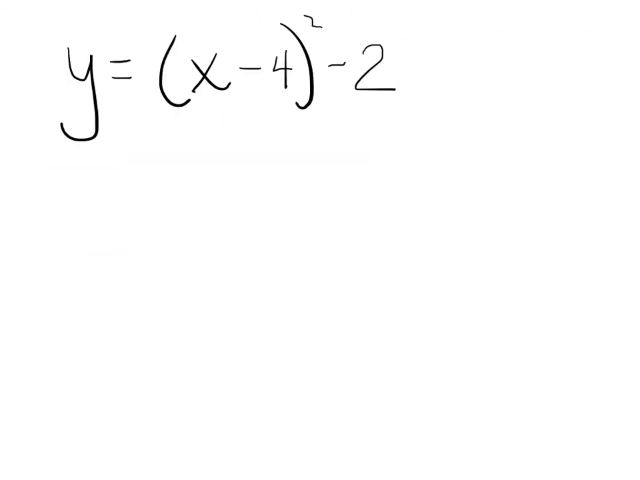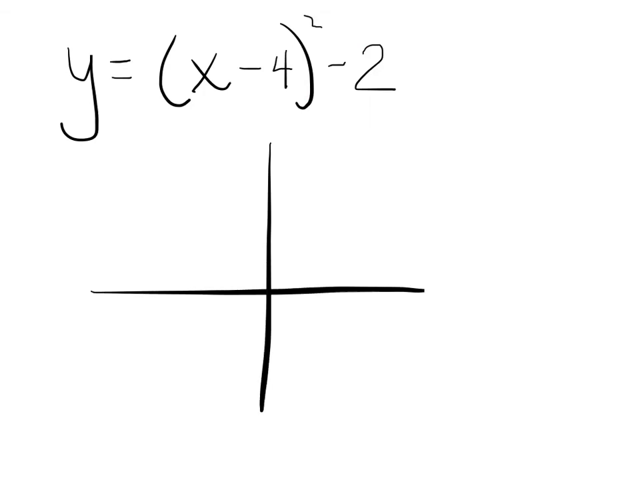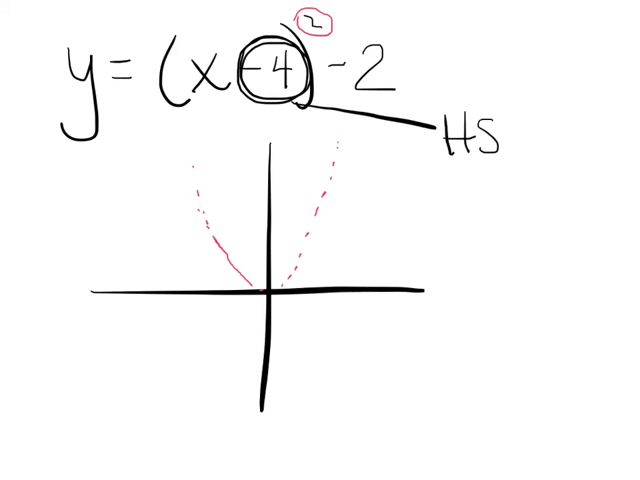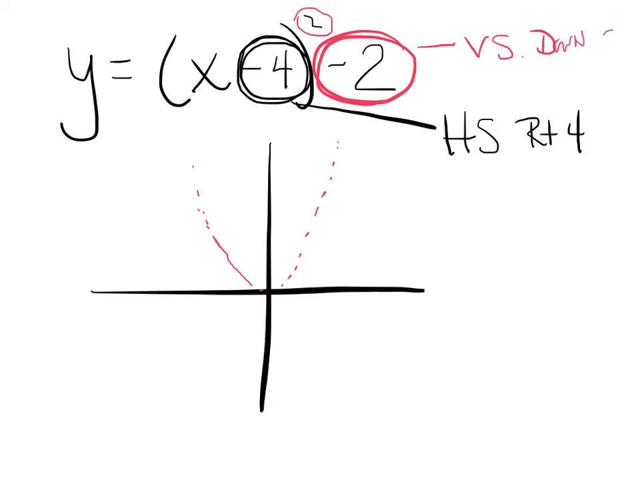All right, next one. y equals (x - 4)² - 2. All right, so start by asking yourself, what does the parent function look like? I see a squared, so this tells me I should be making a parabola. So again, I'm going to put it in nice and light. Here's my parabola at the origin. And now I've got to shift it. Okay, the -4 inside is telling me horizontal shift right 4. This -2 outside is telling me vertical shift down 2.